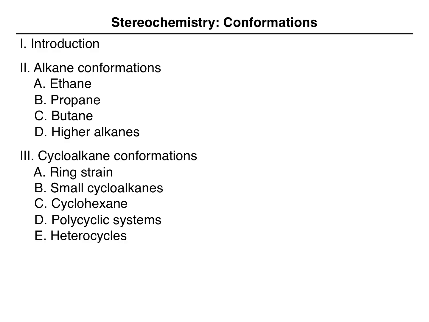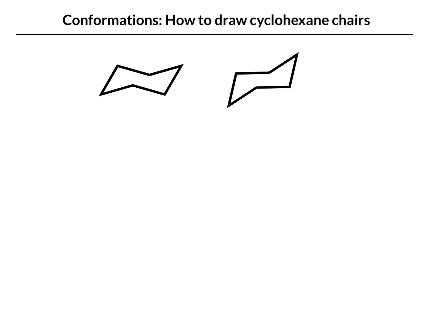In this video, we'll be focusing on cyclohexane chair conformations. Because cyclohexane prefers to be in a chair conformation, and because there are so many molecules that have a six-membered ring, whether it is all carbons or if it includes a heteroatom, it's very important to be able to focus on the detailed shape and conformation of cyclohexane rings.